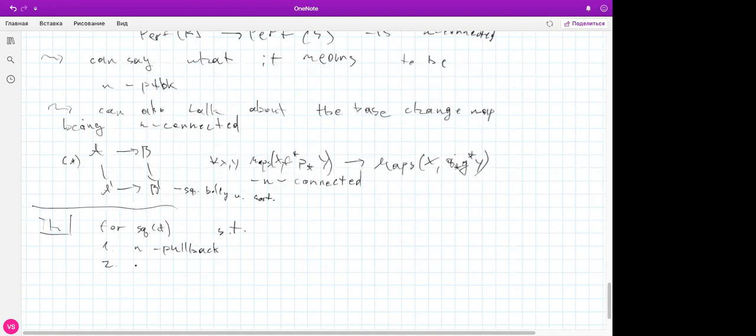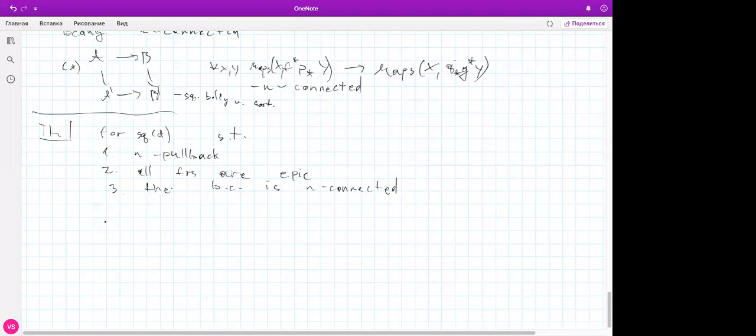All functors are epic, and the base change map is unconnected. K-theory sends it to a non-pullback square. And pullback square.